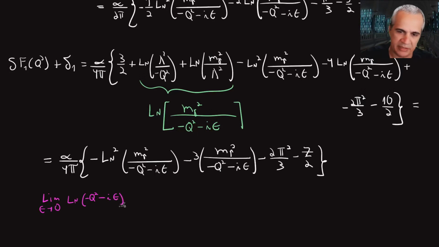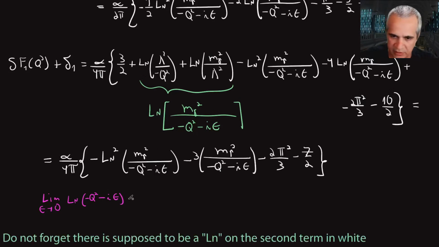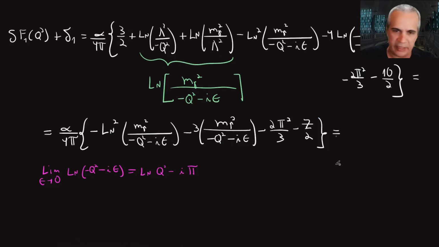So now it depends, epsilon is positive, right? I have to see which side of the log I'm approaching. In this case, with q square positive and epsilon positive, that means this is the log of q square minus I pi, right? And then I can plug that in, take the square of it, and substitute everything here and get. And then I can take epsilon to 0, right?